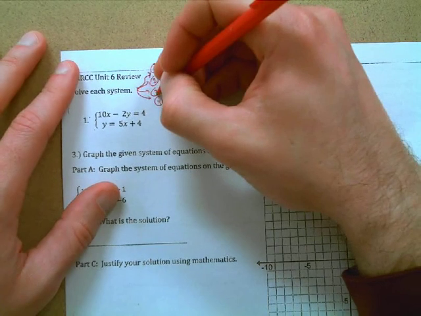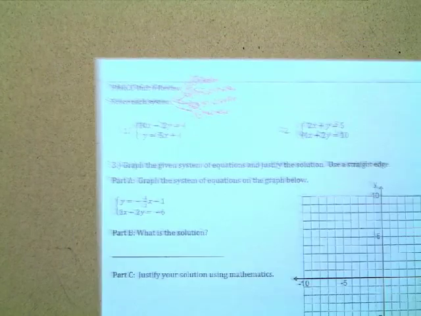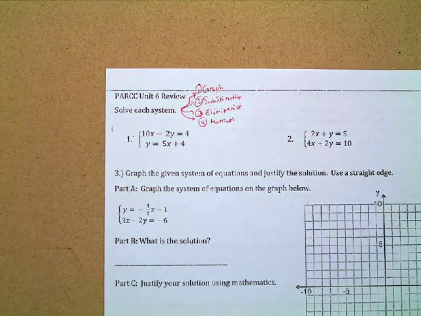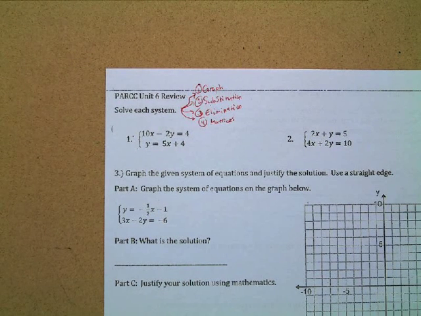Okay, so let me zoom in here on number one. Now, we have four different ways to solve these. And why do we have four different ways? Oh, question, Jackson. We have four different ways to solve these because some are better fits for certain kinds of situations. So, Jackson, were you going to say what method would be good here?